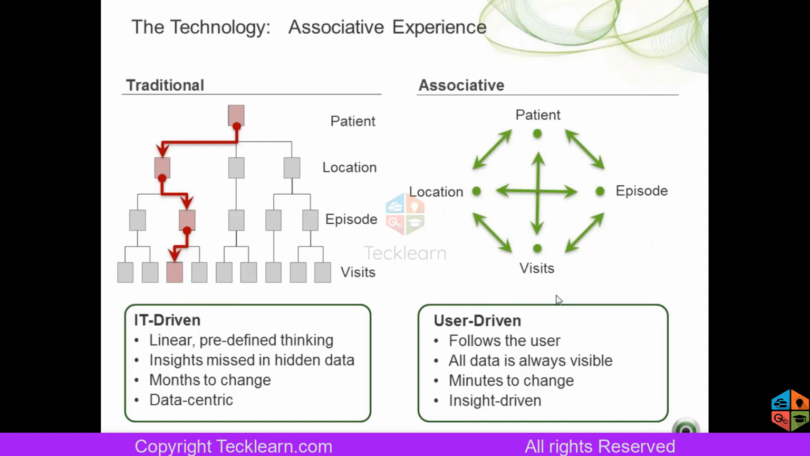Now the difference between the traditional BI and associative BI. In the traditional BI, if you can see patient, location, episode, visits, if you want to count the number of visits, you need to go to the patient, then go into the location, then come into the episode, and then come to the count of visits. So you need to take a 3-step process. But when it comes to the associative BI, if they want to count the visits, it is a direct single step. Patient, if they want to check the episode, direct step. Location, direct step. Means anything they can interact with immediately.